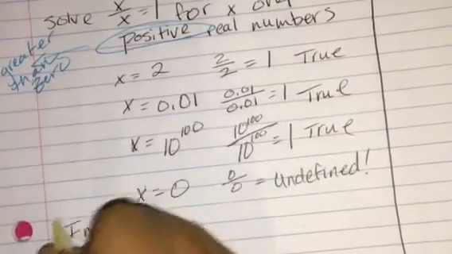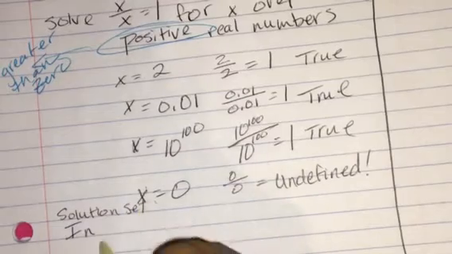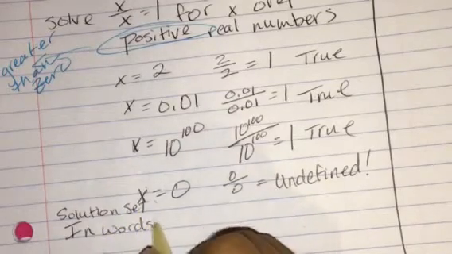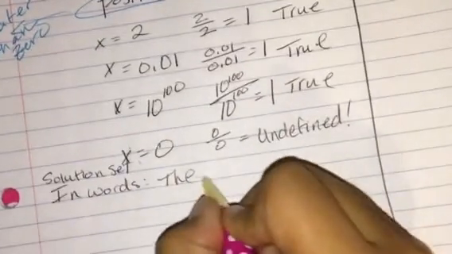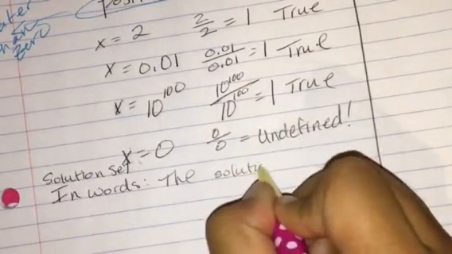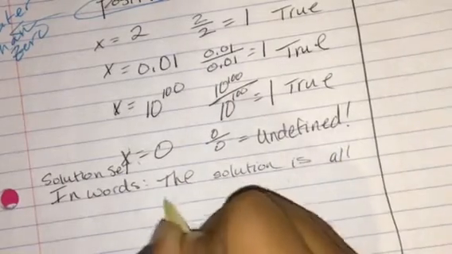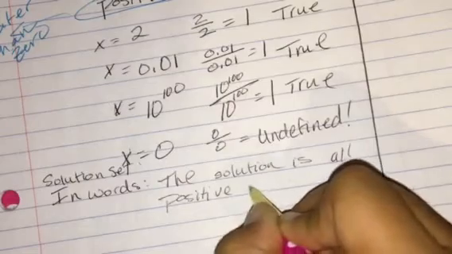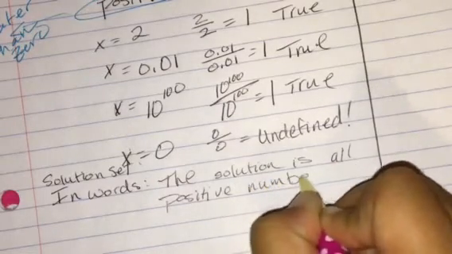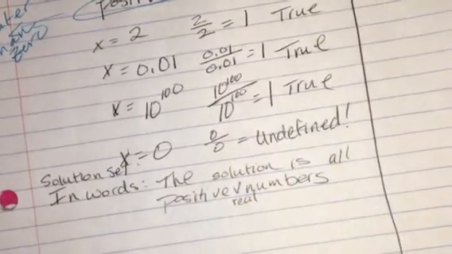And by this I mean the solution set in words. The solution is all positive numbers. I should put all positive real numbers. Okay.